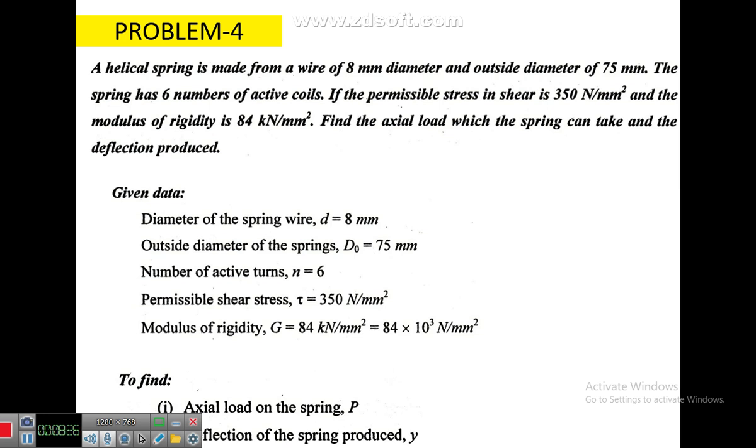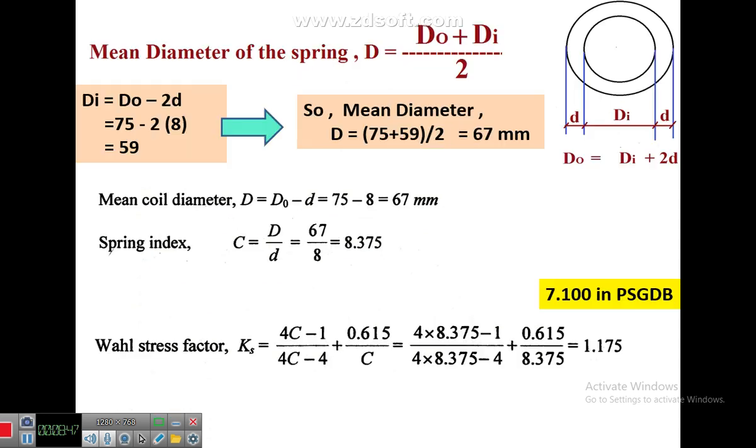Coming to problem number 4, they have given the diameter of the spring wire as 8 mm, that is small d, and outside diameter of the spring is 75 mm, number of active turns are 6, permissible shear stress is 350 Newton per millimeter square, and modulus of rigidity G equal to 84 kilonewton per millimeter square. So the questions are the axial load on the spring and the deflection of the spring produced, that is y.